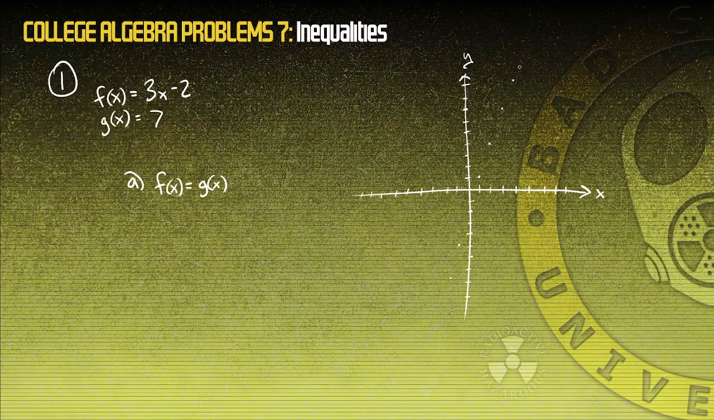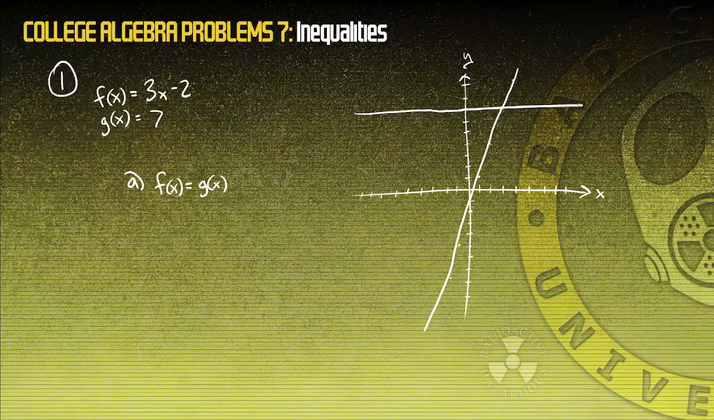So if you graph that line, the slope is positive 3 and the y-intercept is minus 2, so the line goes right here. And then the second function is g of x equals 7, which is just going to be a flat line that intercepts the y-axis at 7.